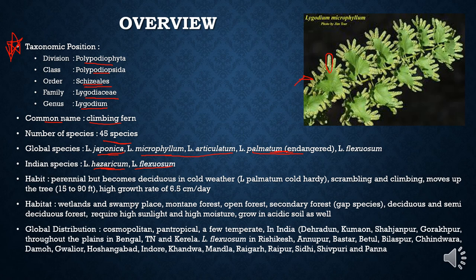Indian species are Lygodium hazaricum and Lygodium flexuosum. In fact, hazaricum is found in the Western Himalayan region. Flexuosum is found in the entire Himalayan region as well as the central plains of India. In habit, it is basically a climbing fern, and it is perennial under tropical conditions, but under temperate conditions it is also cold hardy. So it survives as a deciduous fern where the leaves fall at cold temperatures, and it survives only by the rhizome, which is filled with starch grains and lies underground.